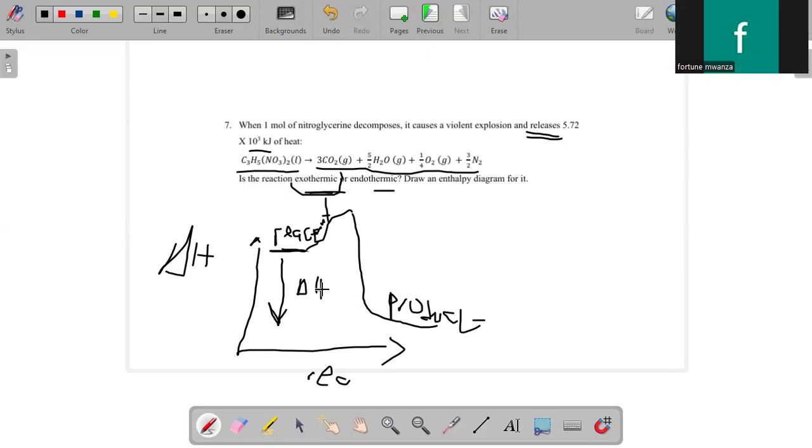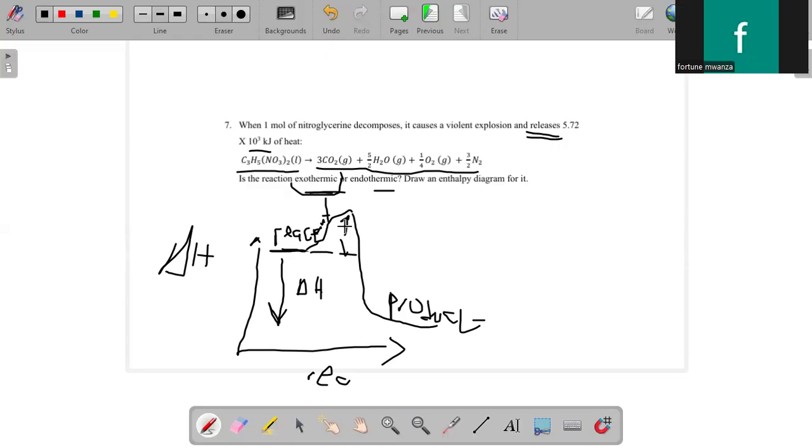Now there's this energy difference which you need to overcome for you to have your products. This energy difference is called activation energy, the energy difference from here to where the formation of products occurs.